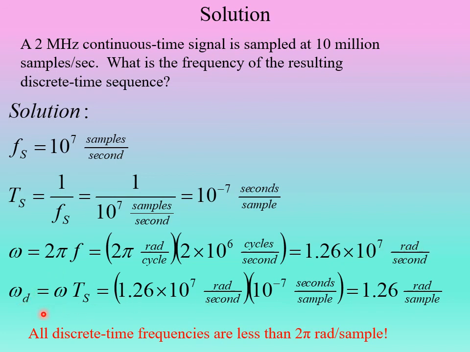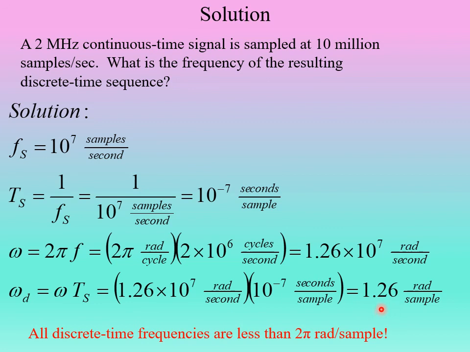Finally, we use our equation that we were told. The discrete frequency, omega sub d, is equal to the continuous frequency, omega, times the sample period. So I have 1.26 times 10 to the 7th radians per second times 10 to the minus 7 seconds per sample. We multiply these together. Actually, you can do this in your head. You can see these exponents cancel each other, and we end up with 1.26 radians per sample.